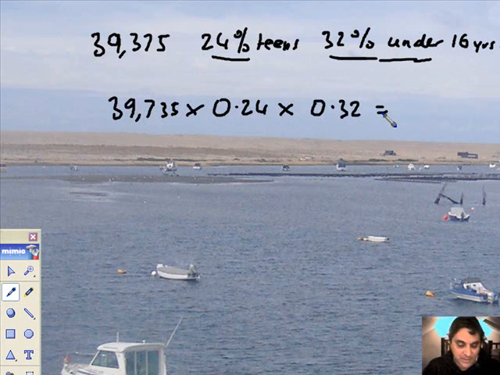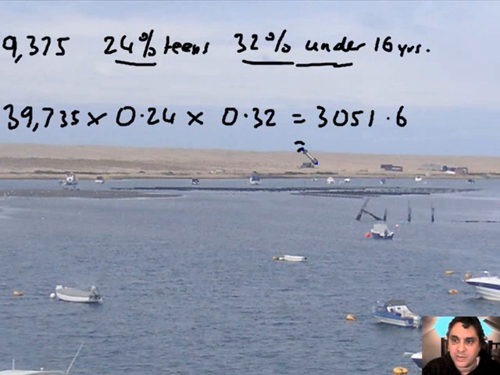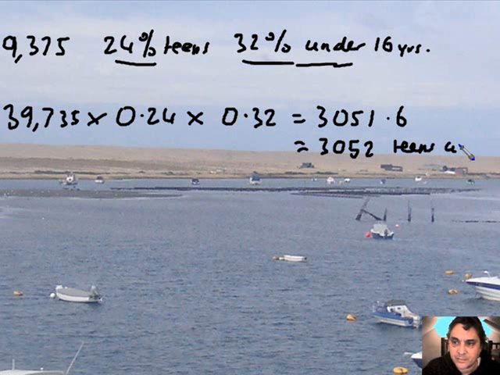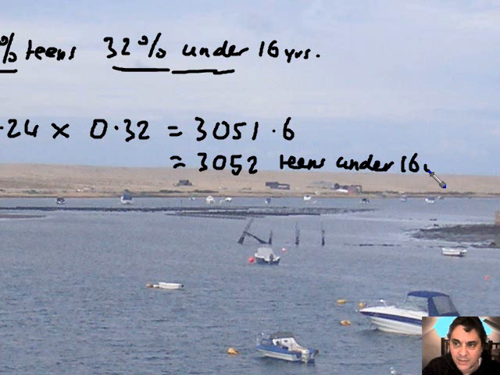Right, you can study that in your own time. So 39,375 multiplied by 0.24, multiply again by 0.32, and I now have 3051.6. Well, let's round it off to 3052 teens under 16 years. Is that alright? Beautiful, isn't it? Moving on, that's question 2.